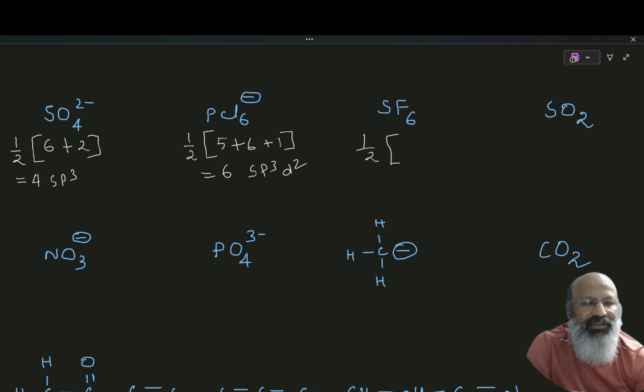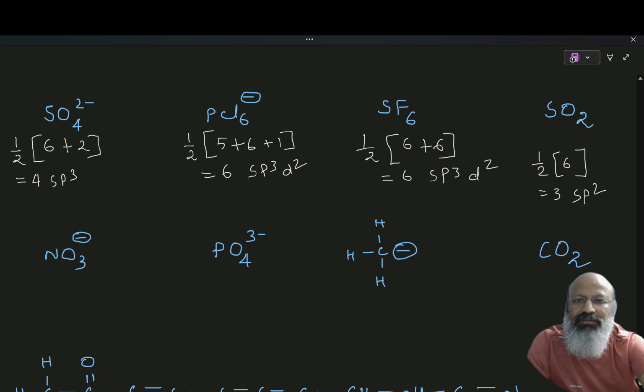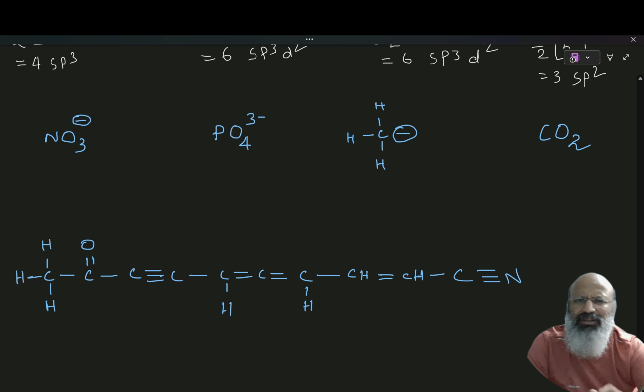Now coming to SF6. The valence electrons of sulfur, it comes in group 16, so it is 6. Then fluorine 6, and the answer comes out 6, that is sp3d2. For this, half of the total valence electrons is 6. Oxygen is not a monovalent atom, so I'll not count it. There is no negative charge, no positive charge. So simply the answer is 3. That is sp2. I hope you understood all this calculation. Coming to a little more complicated.